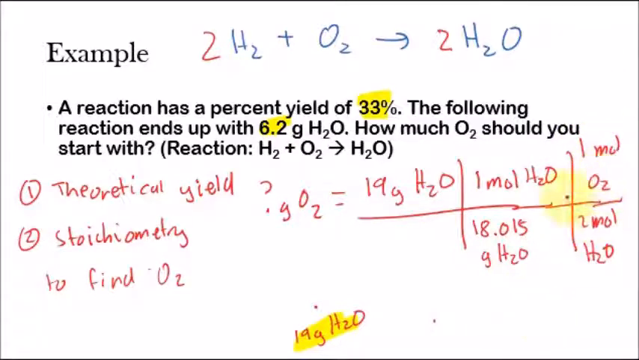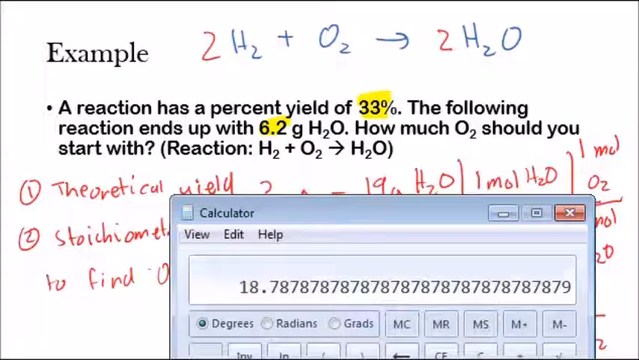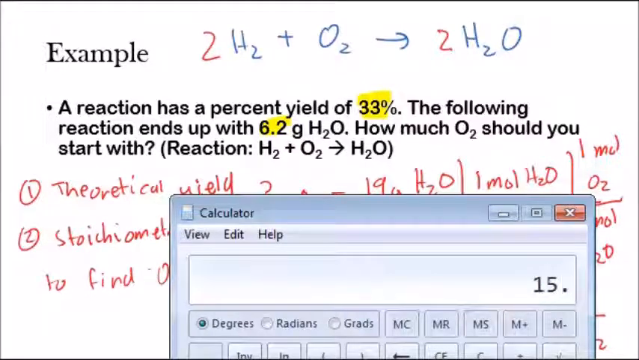And then finally, we can convert 1 mole of O2 to grams of O2. We're going to have to take 15.999 and multiply that by 2 in order to find the molar mass of O2, and that will give us 31.998 grams.